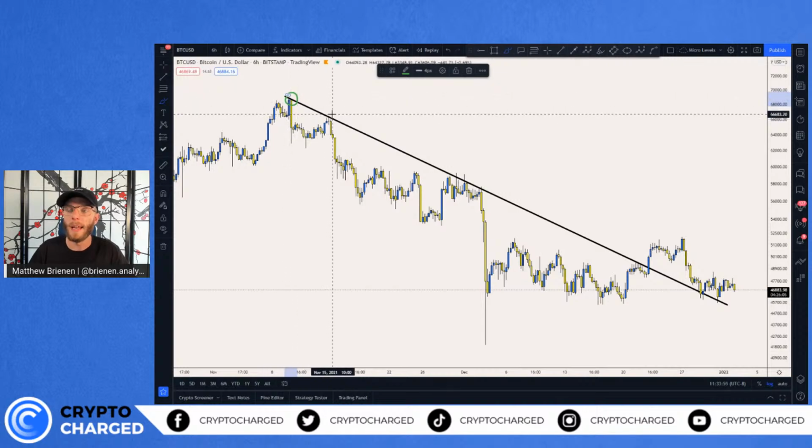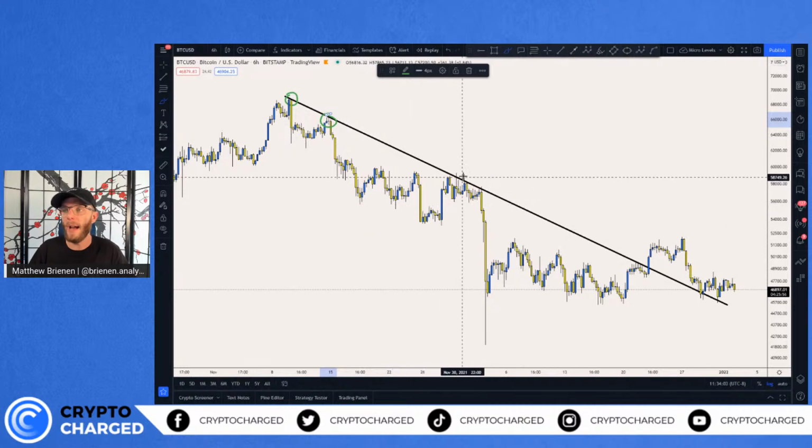We can see that we set a lower high right here on November 14th. That's $66,000. We saw that we had a lot of rejection. We came back and tested this twice here through a couple wicks over here and set another lower high at $58,000. Came down, did a lot more selling.